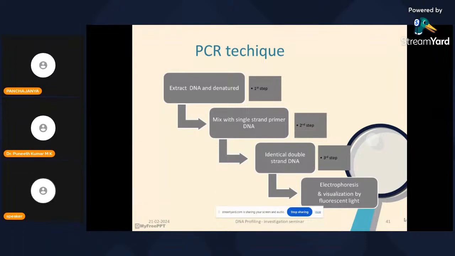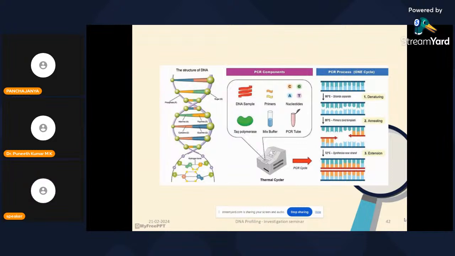That identical double strand DNA is subjected to electrophoresis, and it is visualized in the fluorescent light, which gives a pattern, and that pattern will be compared in the fluorescent light. Based on that, identification is done.